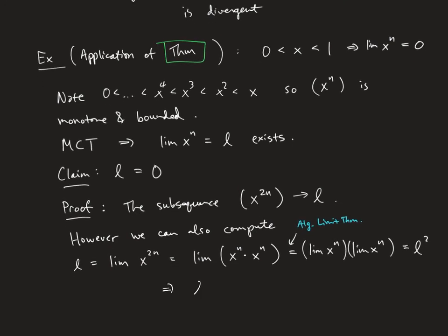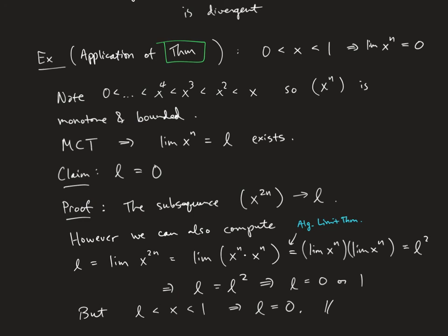Okay, so therefore we find that L is equal to L squared. And of course, that implies that L is equal to 0 or 1. And we know that the limit, by the order limit theorem, the limit L has to be less than x. So, but L is less than x, which is less than 1. And so that implies that L is equal to 0, as claimed. Pretty cool, right? Pretty slick.